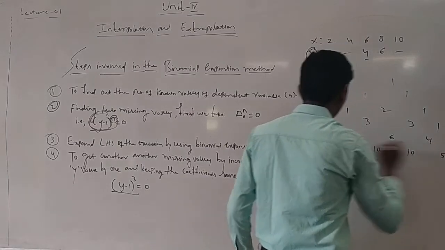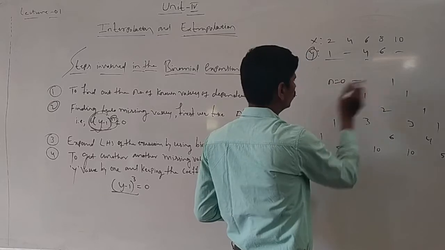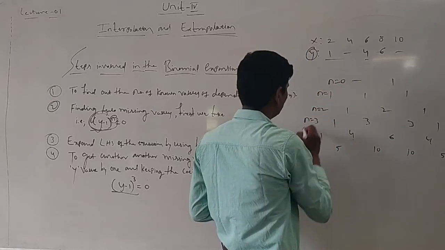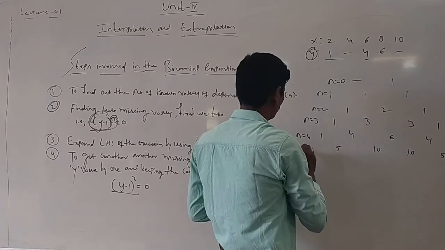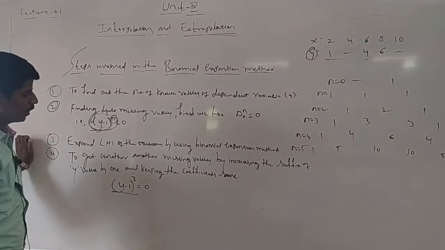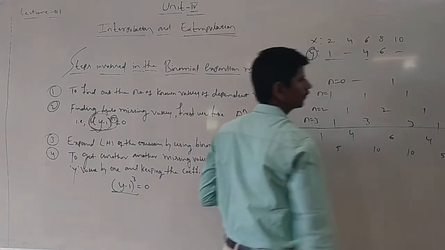Okay, see here, if n equal to 0, that is the first condition. Then if n equal to 1, if n equal to 2, if n equal to 3, if n equal to 4, if n equal to 5. Okay, here, expand (y minus 1) to the power 3 equal to 0, we have to use this equation.